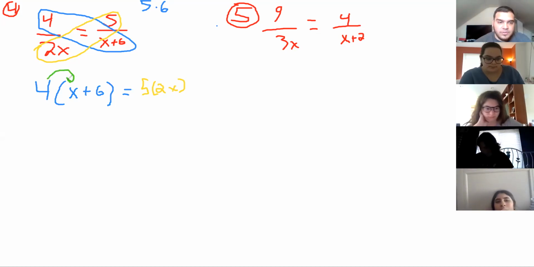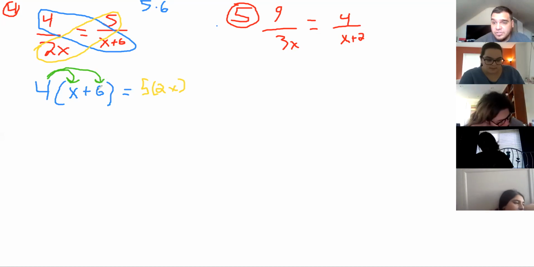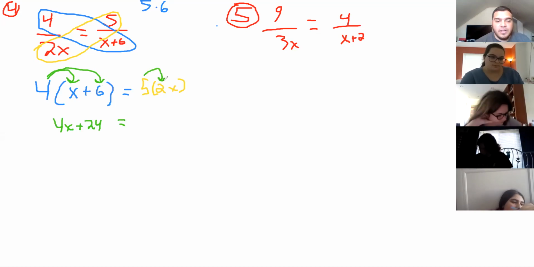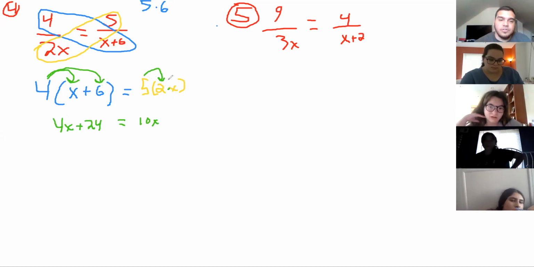So I'm going to distribute the 4 here and here. Make sure to distribute to both of them. So that's 4x plus 24. Over here, I'm going to distribute the 5. Oh, I'm sorry. It's 2 times x, right? So it only gets to the 2. So 2 times 5 is 10x. They're being multiplied to each other. So there's only a single distribution, or just normal multiplication, basically.